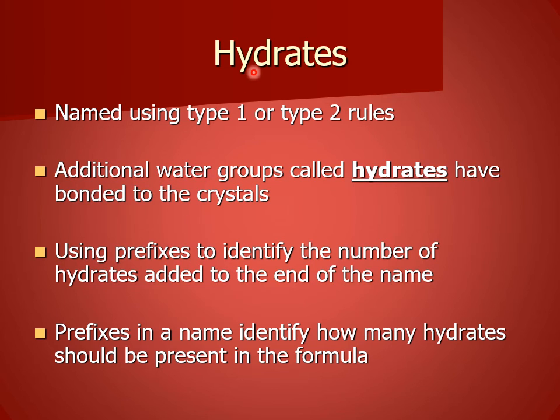So what does this say? With hydrates, we will name and write formulas exactly like the type 1s or the type 2s. There is no modification of the rules there. Waters are simply going to be in addition to everything we are doing, and it's really simple to add them. So additional water groups will be called, in this instance, hydrates. We won't really call them waters, they're hydrates. We will use prefixes to tell how many water groupings, how many hydrates have been locked in to the crystal. And these prefixes in the name will identify how many hydrates should be present in a formula. So let's take a look at some examples. That's the easiest way to do it.